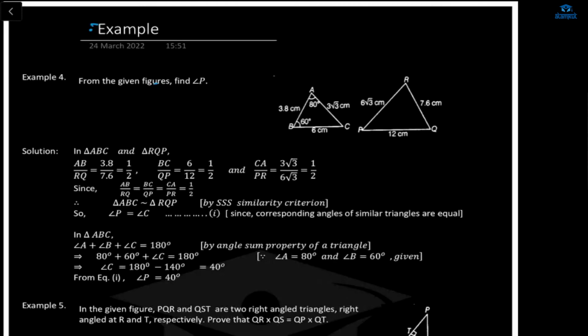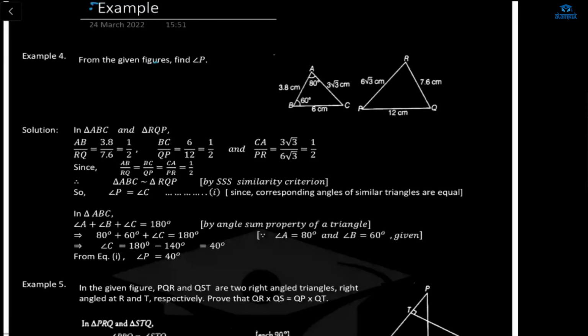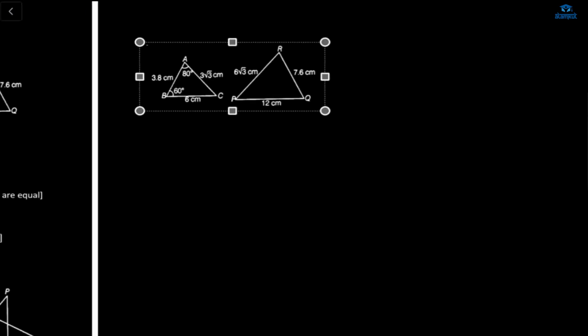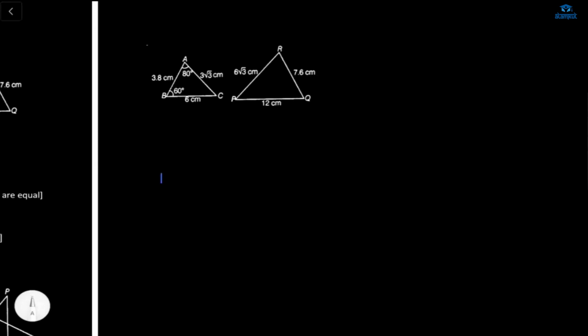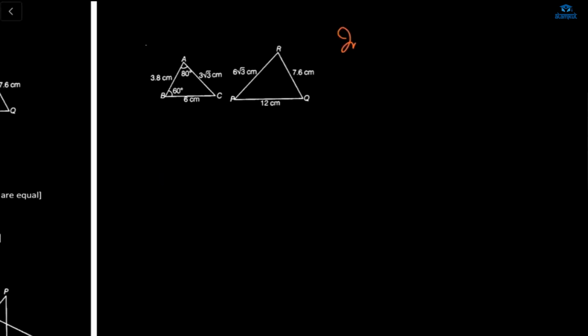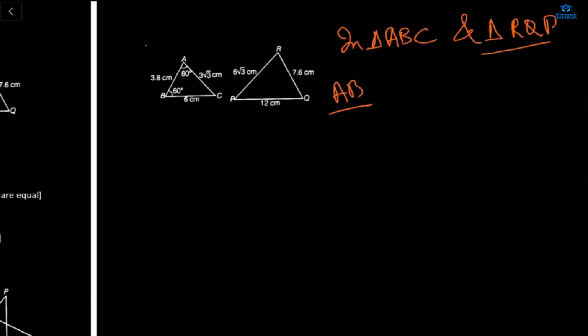Now if you see the triangles ABC and RQP, these are the two triangles that you can check for similarity. One triangle is ABC and the next triangle that we will take is RQP. Depending on the sides, you can see that AC will correspond to PR, so we are actually flipping the second triangle. So we are taking triangle RQP. Now if you check the ratio, AB by RQ will be 3.8 by 7.6, so it will be half.